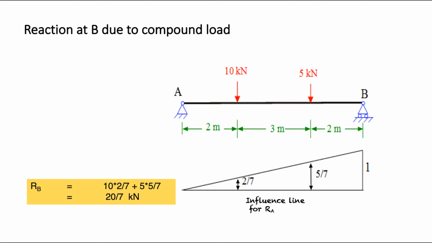Therefore, in this case, we need to draw first the influence line for RB. Again, by using the procedure as before, we must put 1 unit load at B, we push it up, and then linearly reduce towards support A, and then we obtain the ordinate of the influence line under each load. Therefore, the RB can be calculated by multiplying each load with its respective ordinate.